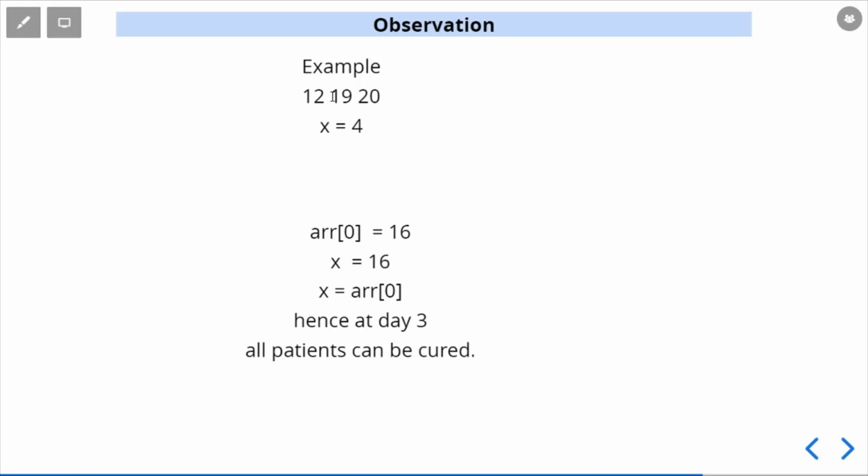Similarly, we'll apply this approach on this country as well, with initialization of x equals 16, and the same approach for the country with population 20.